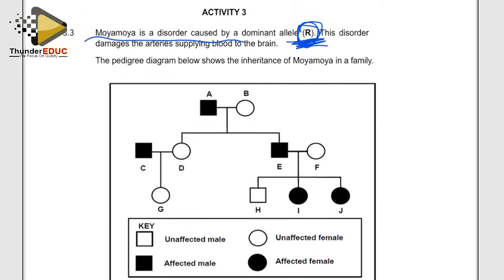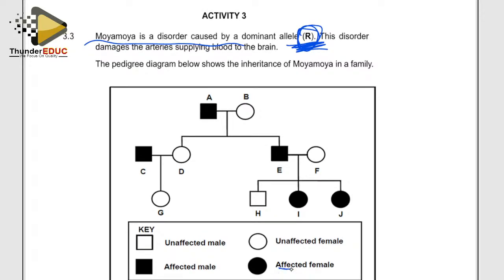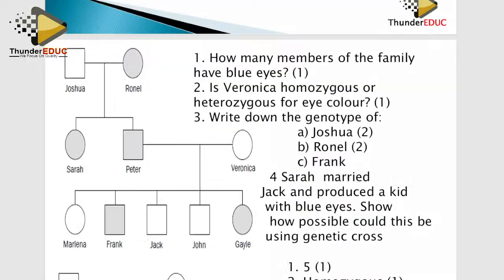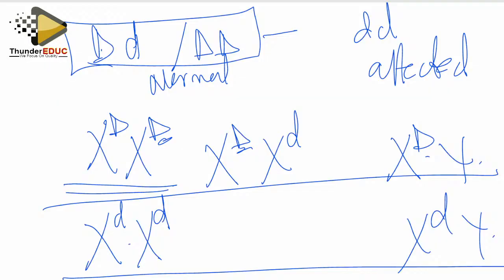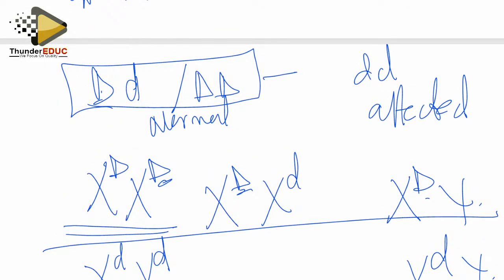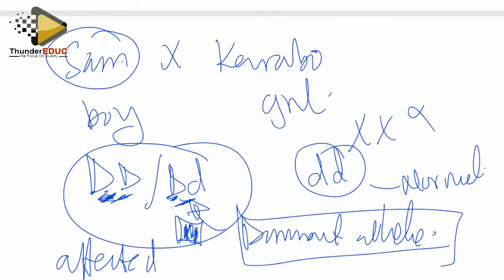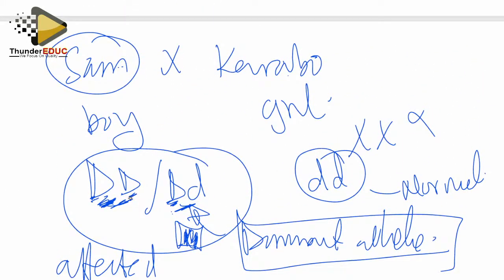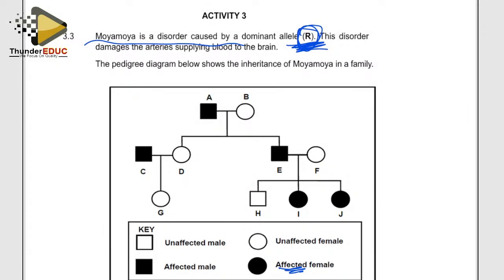It means that whoever is affected has a capital letter R. Whoever is affected has a capital letter R. You see? This is not sex linked. This individual is sick. These individuals are sick. And the one who is normal has a small letter. Why? Because it is caused by a dominant allele. Are we getting there now?